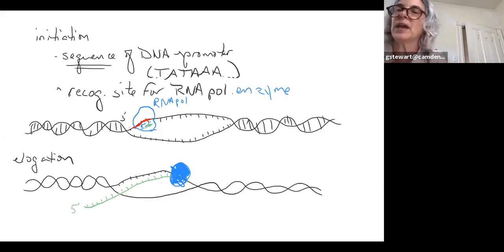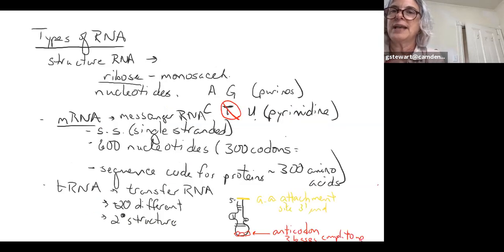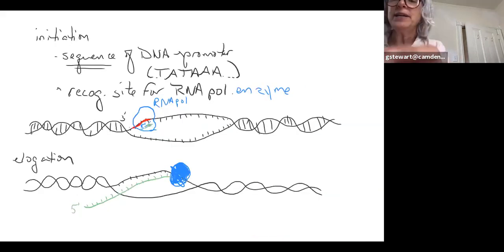We're not copying all the DNA like we did with replication. We're not even copying all of the template strand. We're just copying, remember, if we could go back to this page, about 600 nucleotides, usually less than that, okay? The termination is not super complicated.